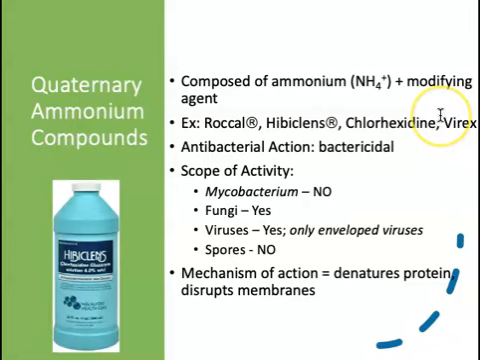There's also a generic type of quaternary ammonium that goes by the name chlorhexidine. That's actually what Hibiclens contains as well. When it comes to the quaternary ammonium compounds, they are bactericidal, but not nearly as rapid as alcohol and bleach. In terms of the scope of activity, they are not effective against the organism that causes tuberculosis.